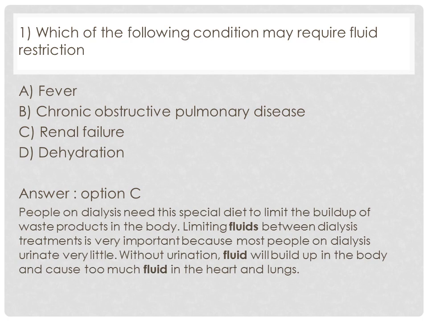People on dialysis need this special diet to limit the buildup of waste products in the body. Limiting fluids between dialysis treatment is very important because most people on dialysis urinate very little. Without urination, the fluid will build up in the body and cause too much fluid in the heart and lungs. That is why the patient may require fluid restriction.